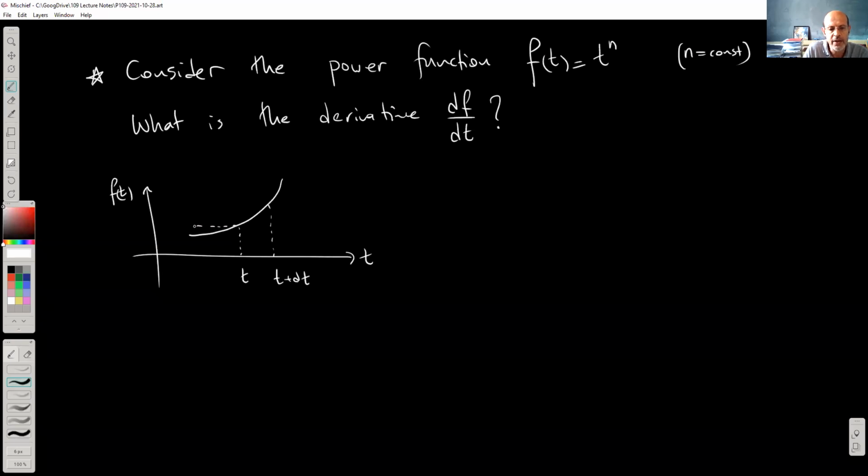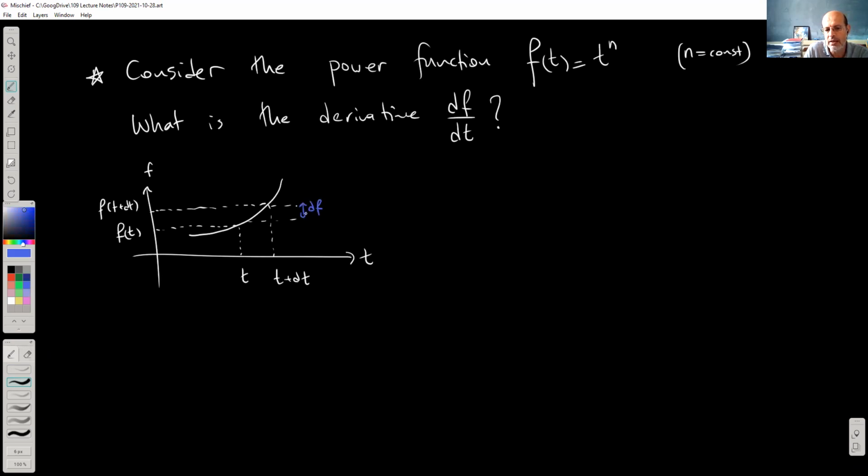So the value of the function at that point is known. So that's f of t. And the value of that function at that point is also known. So let me draw f in here. The value of that function at that time is f plus dt. So that difference in here is df, right?